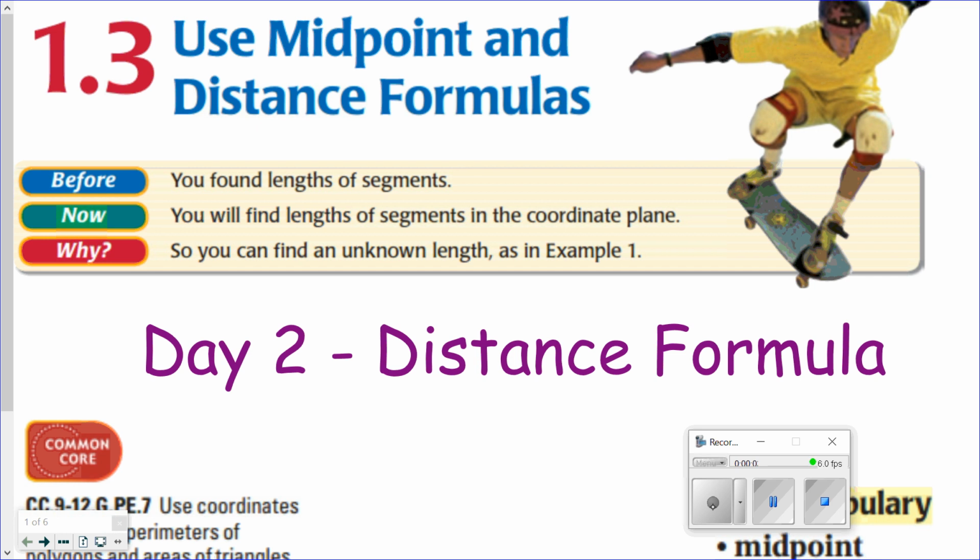Hi everyone, today we are going to start 1.3, use midpoints and distance formula. Today is day 2, which is all about the distance formula.